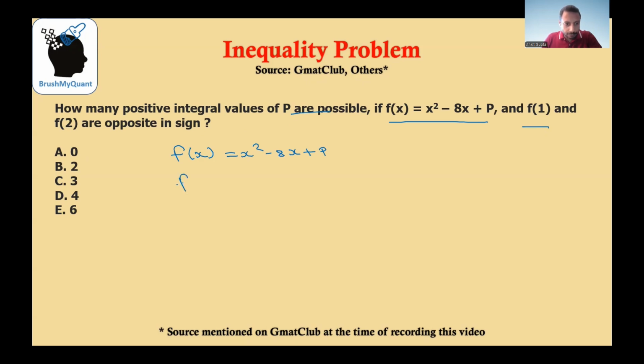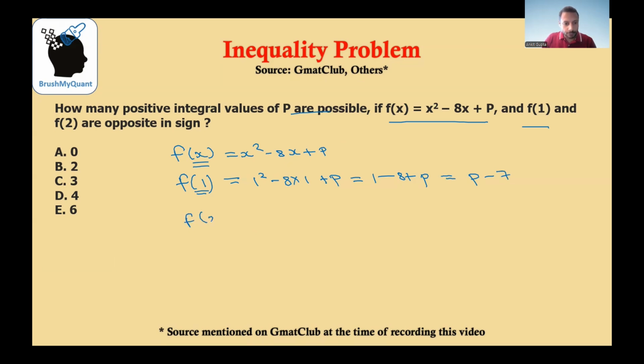So if we find the value of f of 1, in order to find this value, we'll compare what is inside the bracket in f of x and f of 1. That means we need to replace x with 1 in f of x to get the value of f of 1. So f of 1 will be equal to 1 square minus 8 into 1 plus p, which is equal to 1 minus 8 plus p, or is equal to p minus 7.